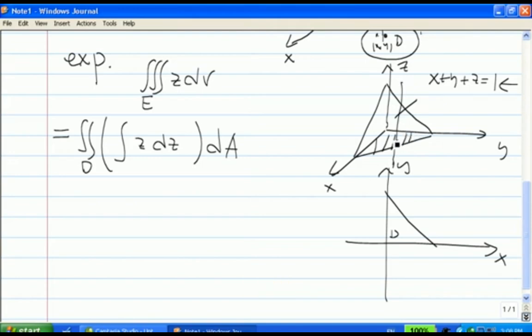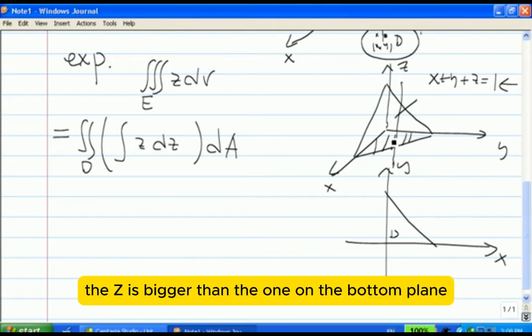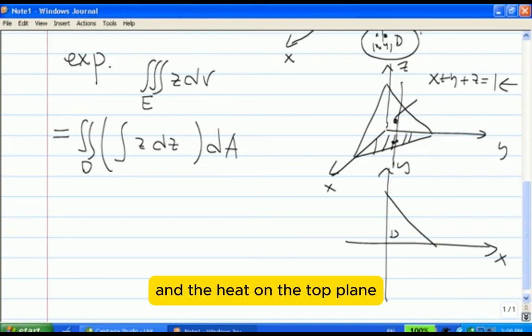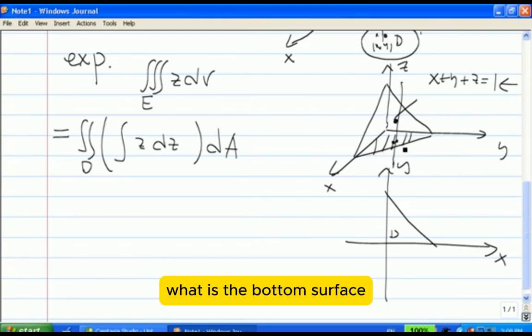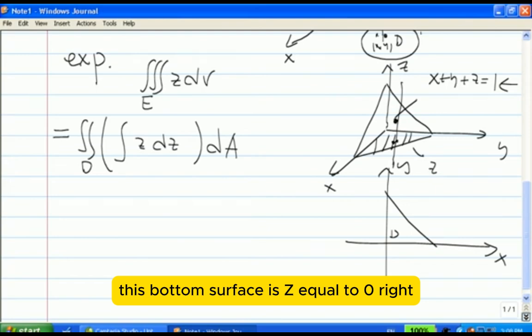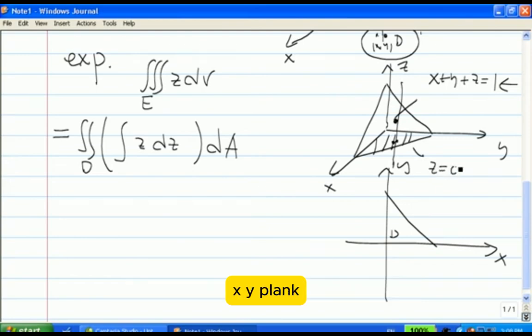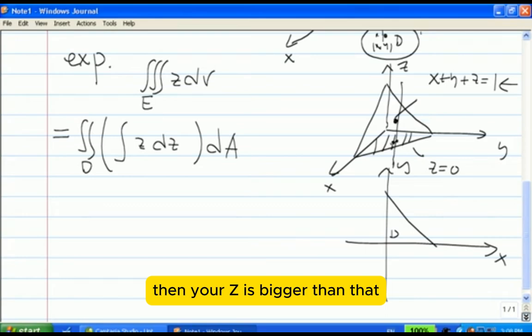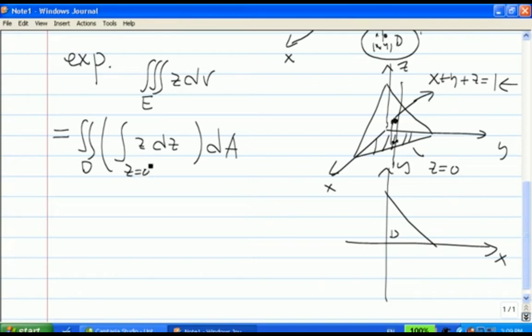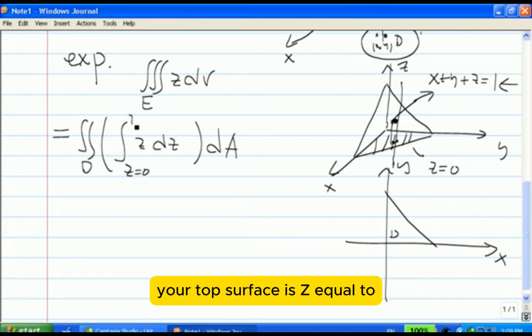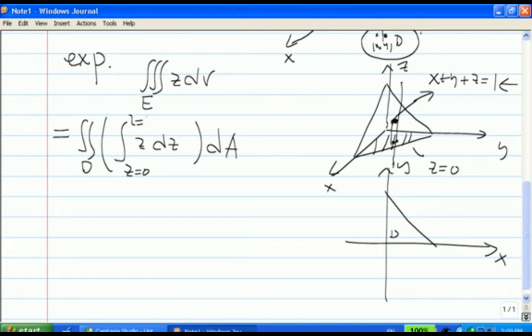The z is bigger than the one on the bottom plane and less than the one on the top plane. So your z will be bigger than the bottom surface. What is the bottom surface? This bottom surface is z equal to 0, right? It's the xy plane. Then your z is bigger than that, and goes up until it hits this surface. What is that surface? Which is this plane. So your bottom surface is z equal to 0. Your top surface is z equal to 1 minus x minus y.